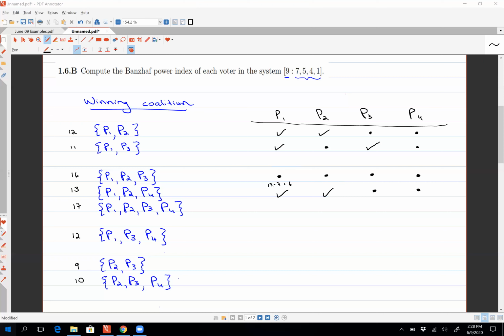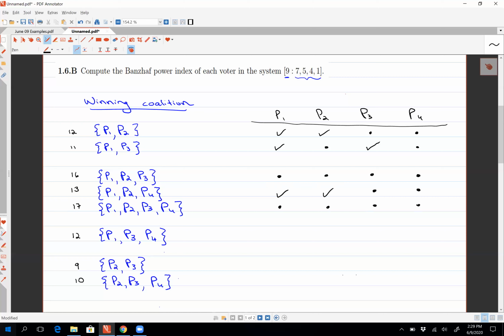So we're just doing this for each possible coalition. The coalition of P1, P2, P3, and P4 with all the voters in it. 17 votes. I can remove any one of them, and the remaining 3 will still have a winning coalition. So no one is critical here. You can see, you take the 17, you subtract out the weight from any one of those 4 voters, and it will still be a winning coalition.